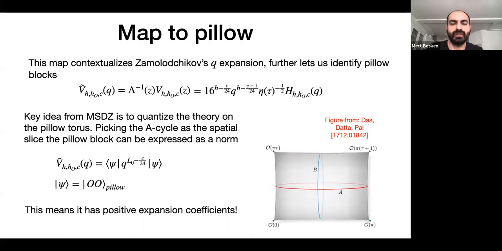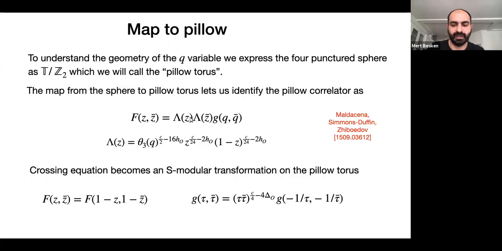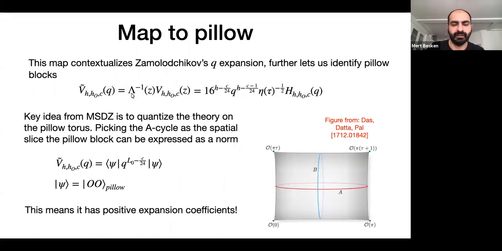This map contextualizes the analogy of Q expansion and further lets us identify pillow blocks. We basically just take this relation here and invert it and identify this pillow block, this lambda to the minus one multiplying this pillow block, just gives us this expression. And then we have this pillow block now being related to this homological H function, which has a recursive expansion.